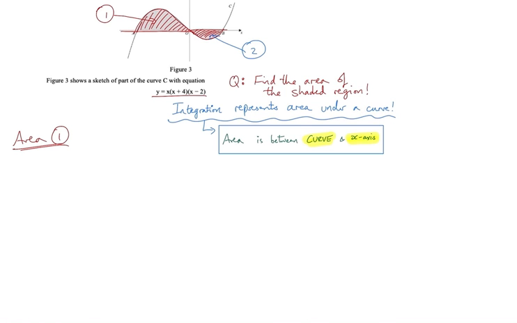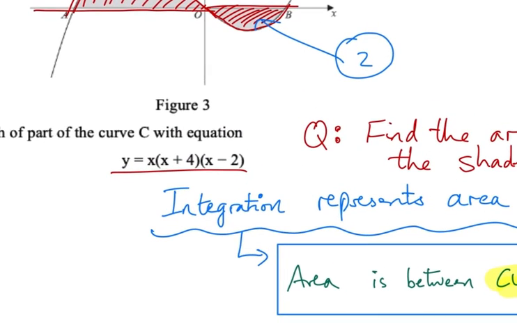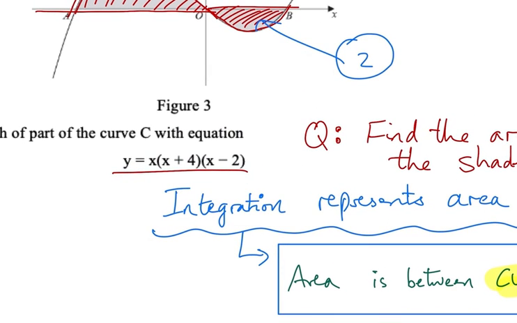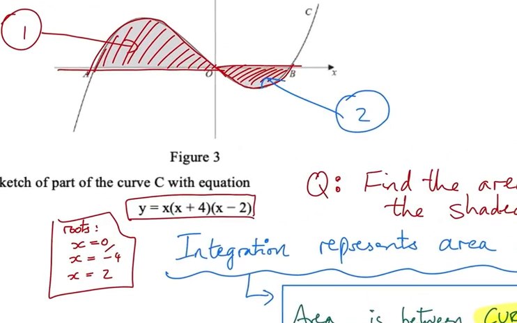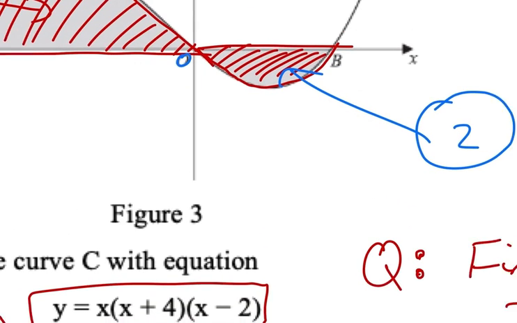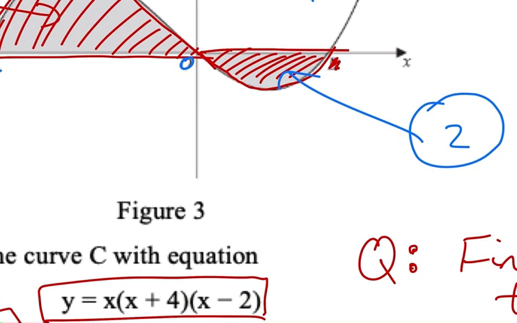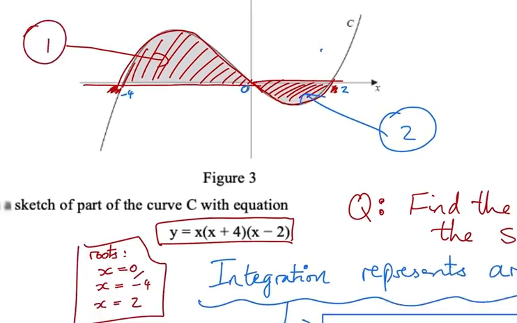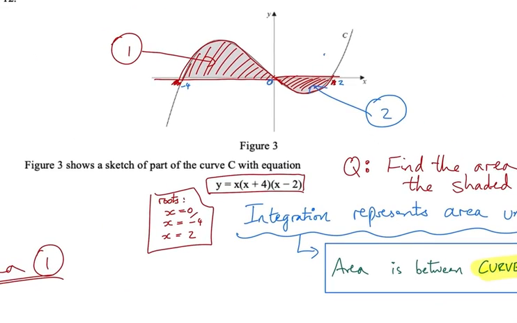So let's start by trying to find area number 1. Now, we need to know the roots of this equation. So here's my curve, and so I can tell straight away that the roots are going to be x equals 0, x equals minus 4, and x equals 2. Okay, so I can now come up here and label these on my curve. So instead of A, I'm going to write minus 4, 0 is already there, and instead of B, I'm going to have 2. Okay, so now I've labelled this curve accurately.